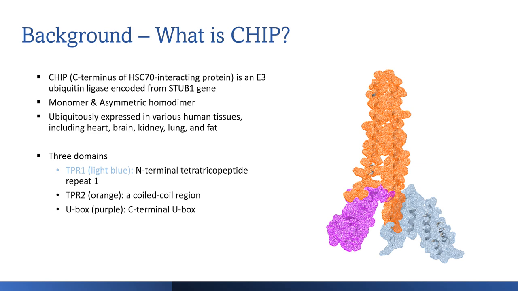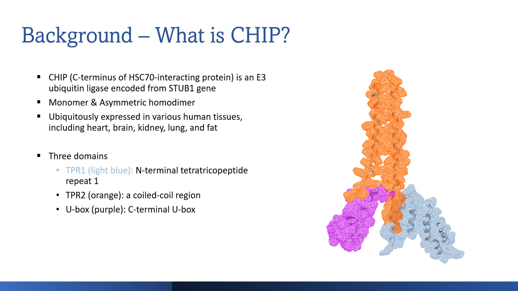CHIP protein is an E3 ubiquitin ligase that is encoded from the STUB1 gene. It can present as a monomer or a homodimer structure. CHIP protein was found widely expressed in various human tissues, including heart, brain, kidney, lung, and fat. A monomer structure of CHIP consists of three domains, which are TPR1, TPR2, and U-box.